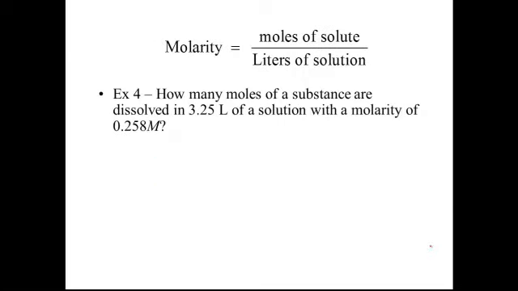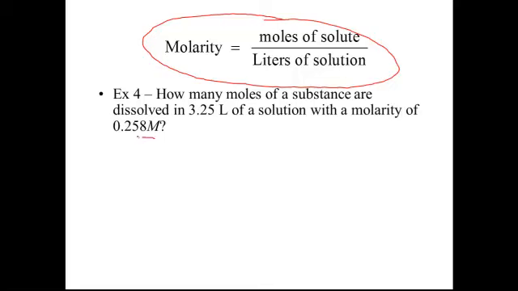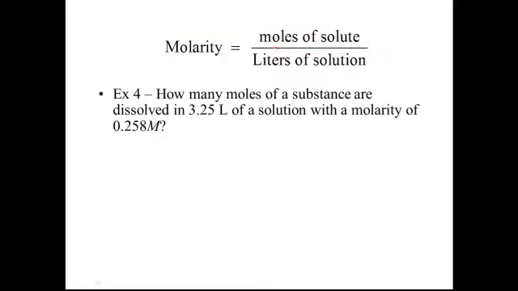Okay, here's another example. How many moles of a substance are dissolved in 3.25 liters of a solution with a molarity of 0.258? So again, here's our equation up top. And in this case, they're not asking us for the molarity. They give us the molarity, and they're giving us the volume. Obviously, what are we looking for? We're looking for the moles of the solute. And so, again, think about how we do the algebra. We need to get moles of solute by itself.